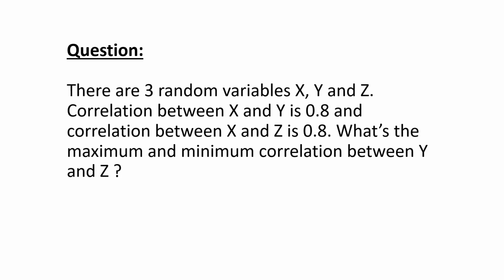There are three random variables x, y, and z. Correlation between x and y is 0.8 and correlation between x and z is 0.8. What's the maximum and minimum correlation between y and z?